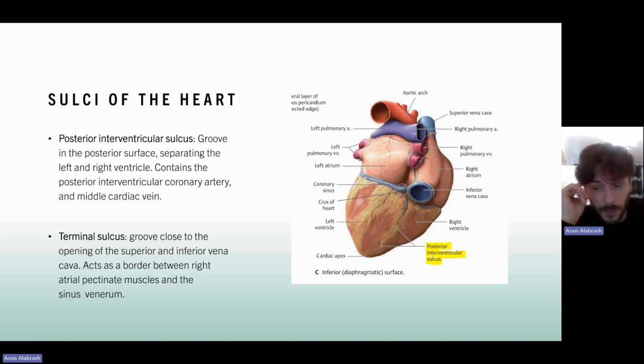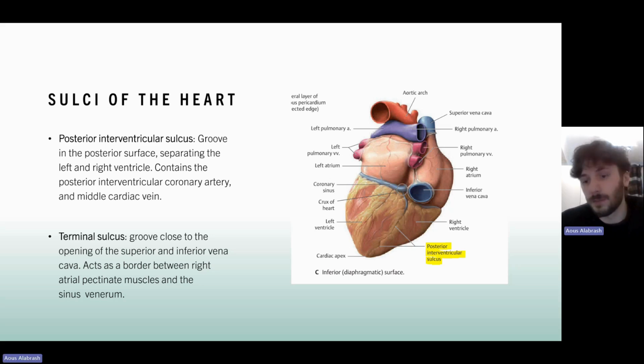Now, unfortunately, I couldn't find a good picture that shows the terminal sulcus, but I wrote the description nonetheless, so maybe you can go back to it. Starting off, first of all, we have the posterior interventricular sulcus, which is kind of the opposite of the anterior interventricular sulcus, in which in this case it's found as a groove on the posterior surface, also separating the left and the right ventricle. And if that one contained the anterior interventricular artery, then it only makes sense that this one contains the posterior interventricular coronary artery and the middle cardiac vein. So for anterior, we said great cardiac vein. For posterior, middle cardiac vein.